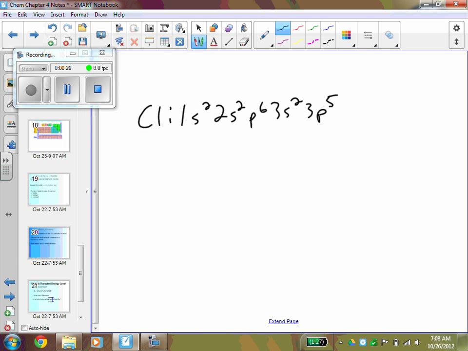Well, what I want to do and what you need to do is something called orbital notation. And for your notes, orbital notation involves the arrows. What we're going to do is instead of drawing electrons as numbers, we're going to draw electrons as arrows. And we're going to draw those electrons sitting in orbitals.